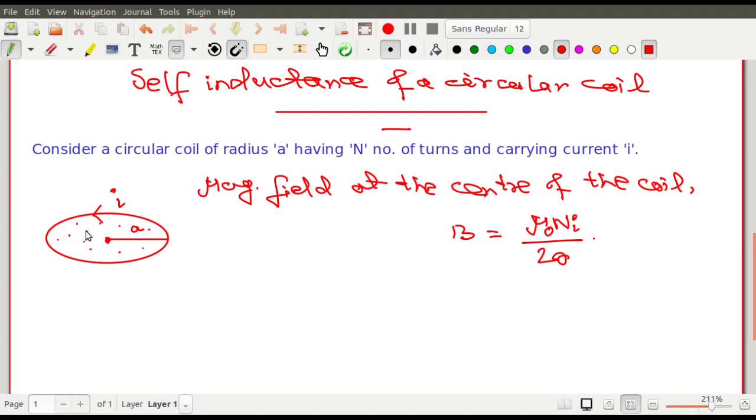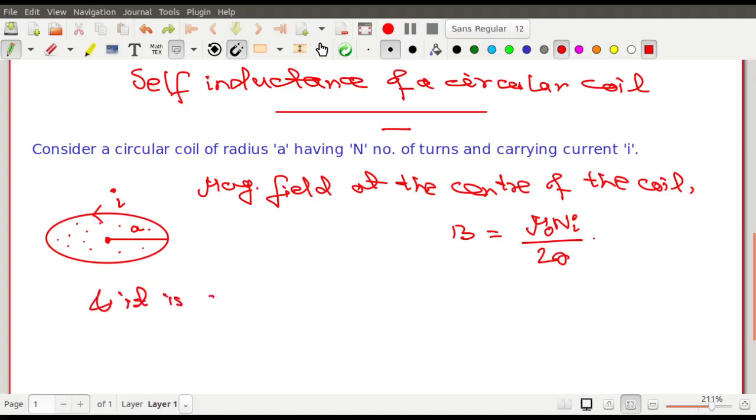But if I want to find the magnetic field at different points, that would be a very non-trivial task. From the Biot-Savart's law, I don't have the expression of the magnetic field at any arbitrary point. But whatever I have is the magnetic field at the center. Is it clear?